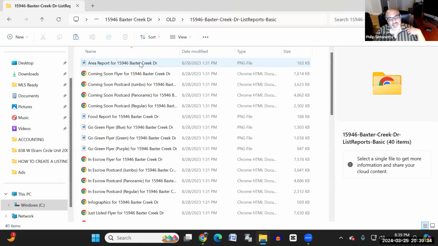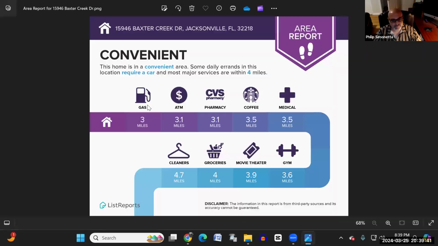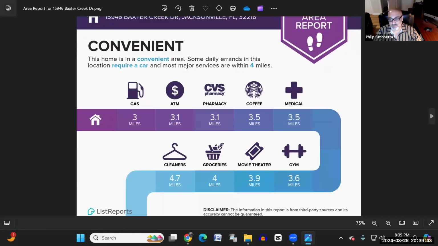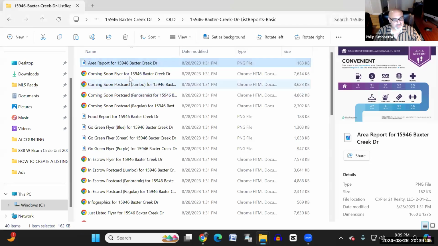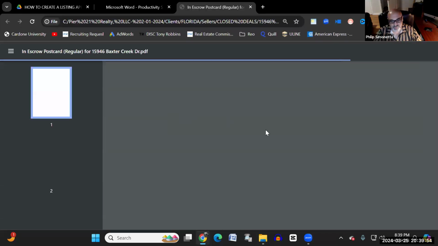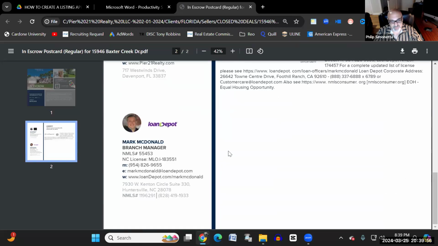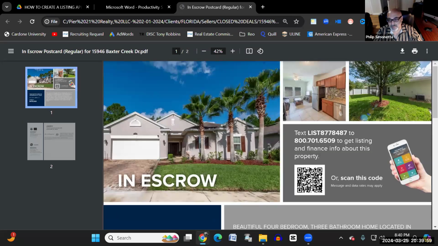Here we go. These are all the things we get when it comes to our marketing to advertise for social media. We have area reports. Okay, we get area reports. We get full property reports, flyers. Like if we're here, these are all coming soon. We don't use those. Here, this is for when they go in escrow. When the property goes into escrow, boom, we got the advertisement for the escrows, right? This is the property that the case studies for that I'm going to show you. The phone call, the Zoom is all for this property.